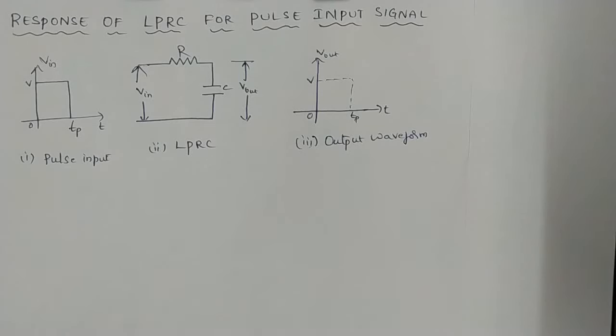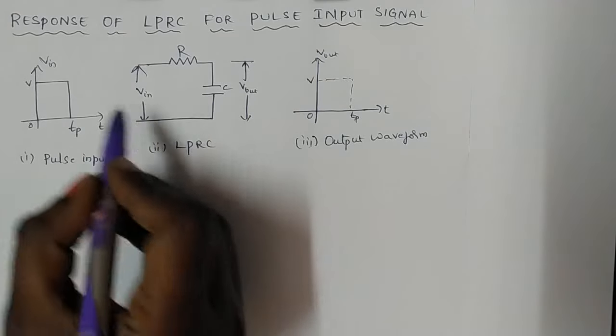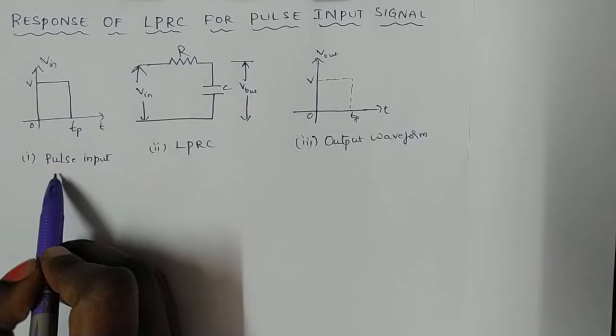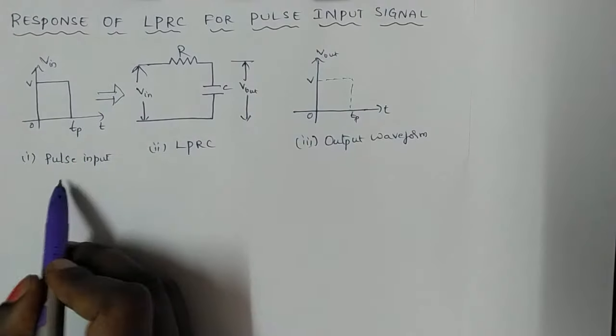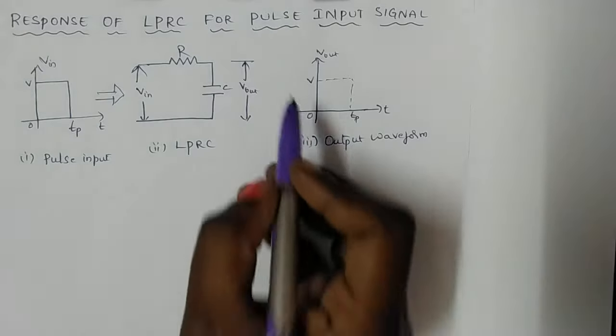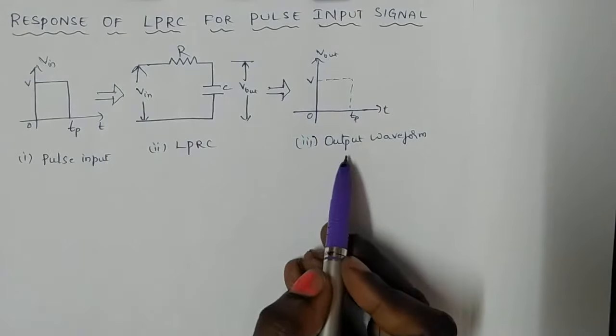Today we are going to discuss the response of a low pass RC circuit for a pulse input signal. This is the circuit diagram of the LPRC circuit. For this LPRC circuit, I am applying a pulse as the input signal. Now we are going to observe the output waveform and how it changes.